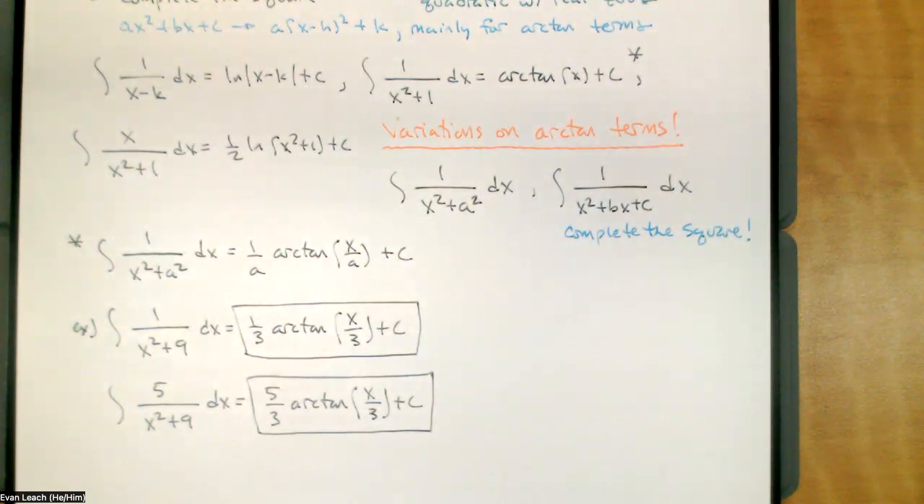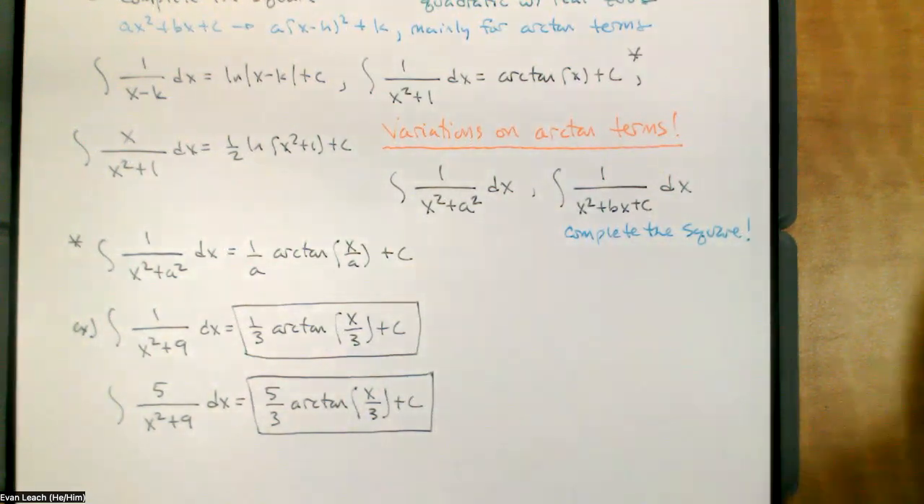This is how we deal with terms that are going to throw arctangents our way. This is an arctangent thing. If we're not doing an arctangent thing, if we have degree 1 over degree 2 with complex zeros, then this is not a concern. This is for degree 0 over degree 2 with complex zeros.